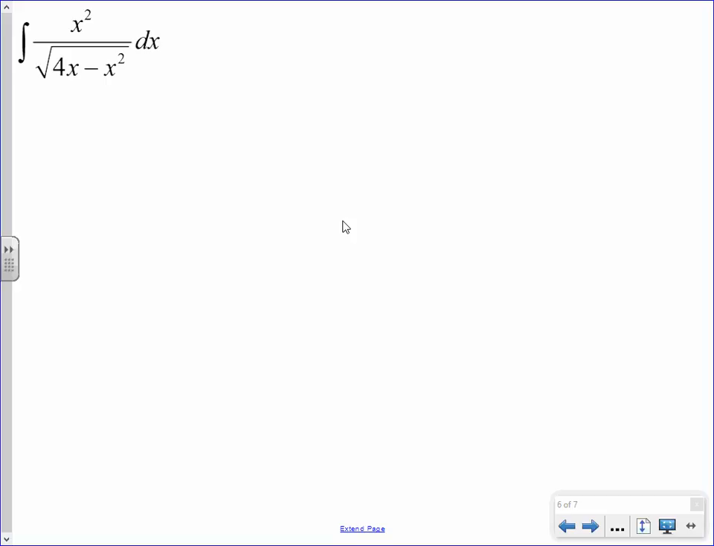Oh, it looks like we could complete the square. Okay, u substitution is not going to be helpful because we would have to make u 4x minus x squared, and we have x squared in the numerator. But it looks like maybe if we complete the square, we'll have something to work with. Okay, so let's do that.